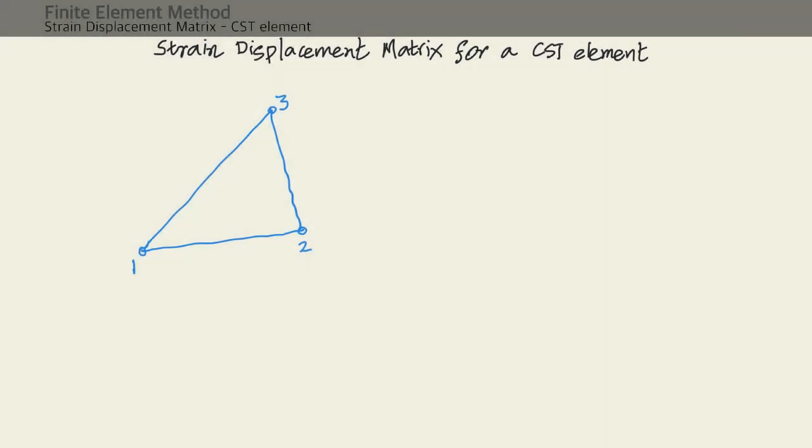In this video, we will derive the strain displacement matrix for a CST element. We know that CST stands for constant strain triangle. This element is a triangular element with 3 nodes. When we derive the equations for strain, we will see that the strain is a constant anywhere in the triangle.